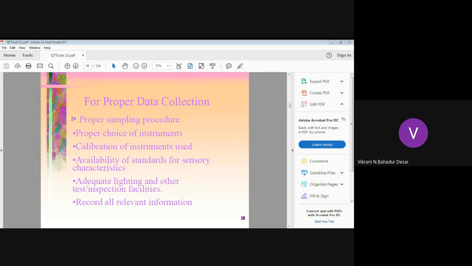So for proper data collection, what you have to do: proper sampling procedure, proper choice of the instrument. You should frequently calibrate your instrument. In your department, many instruments in the labs have calibration certificates attached. Right, so you might have seen.